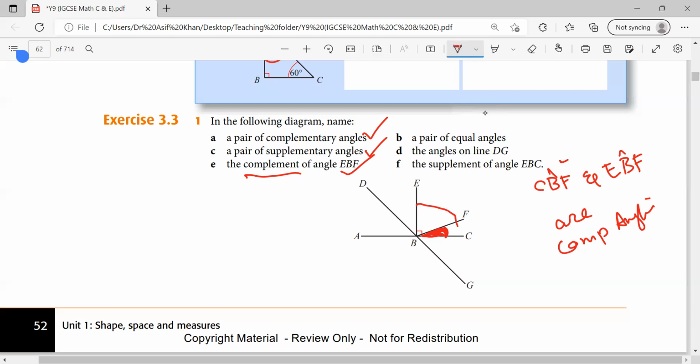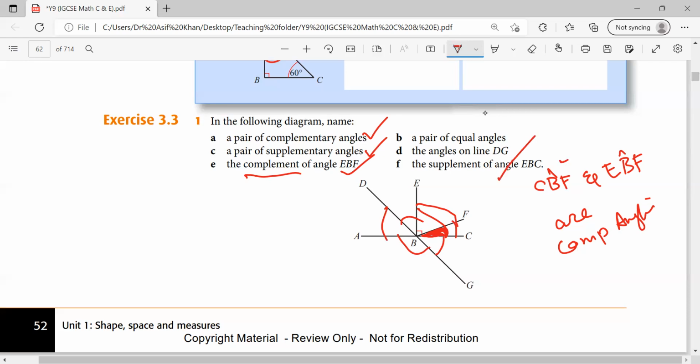And also you have to give the answer why they are equal. The angles on a line DG, what are the angles present on the line DG? This angle is here, this angle here, this angle here, this angle here on the line DG. At one side, and on the other side, this angle is here, this angle is here on the line DG, because we count from both sides.